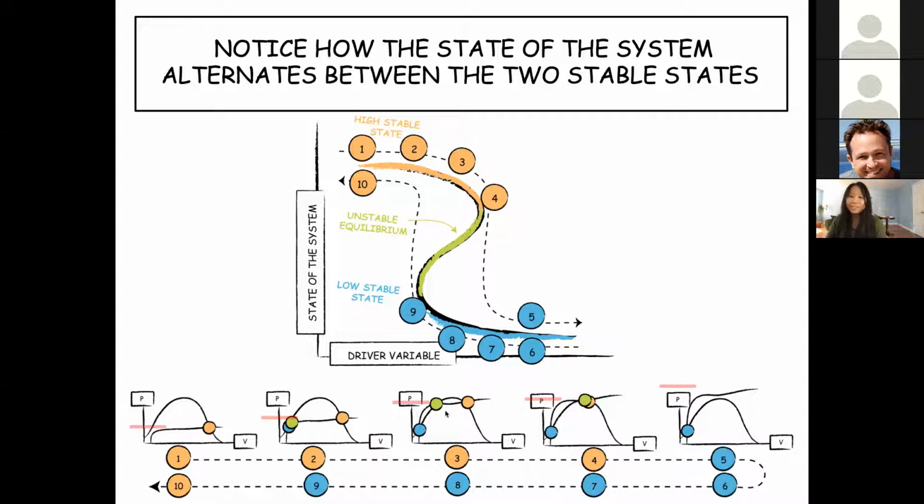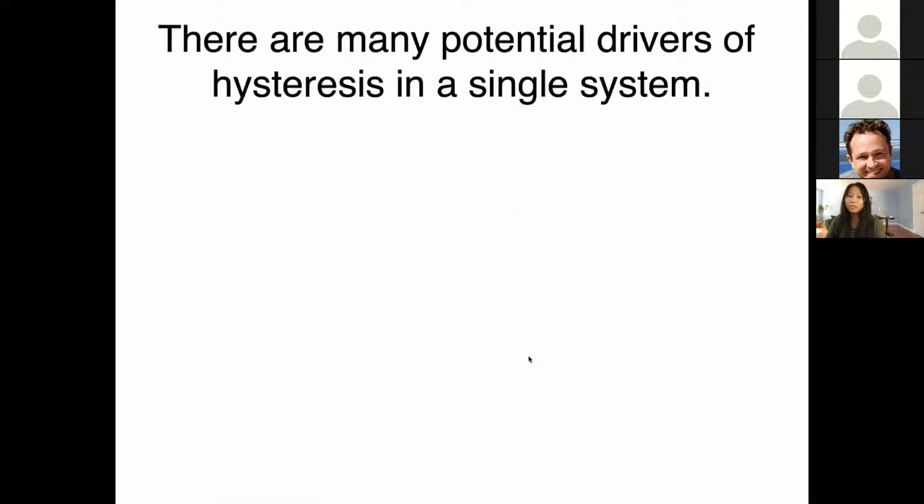So this is the theoretical basis of any system with alternative stable states and hysteresis. Though these dynamics are quite complex already, it is still a great simplification of real systems. In this example, we're only looking at one driver variable of hysteresis, but there are many potential drivers in a single system, and they're likely acting at the same time, particularly in this era of global change.